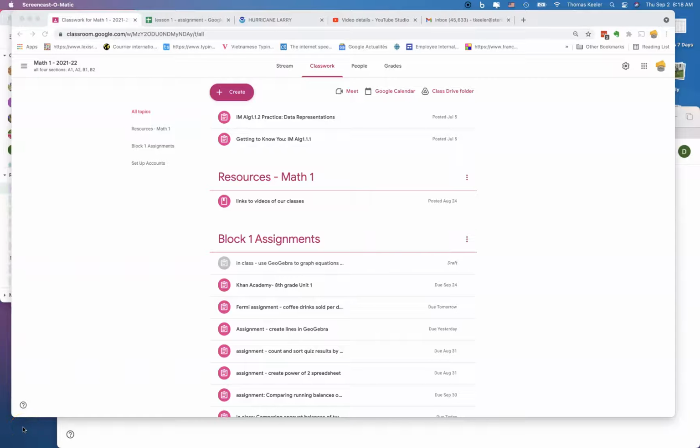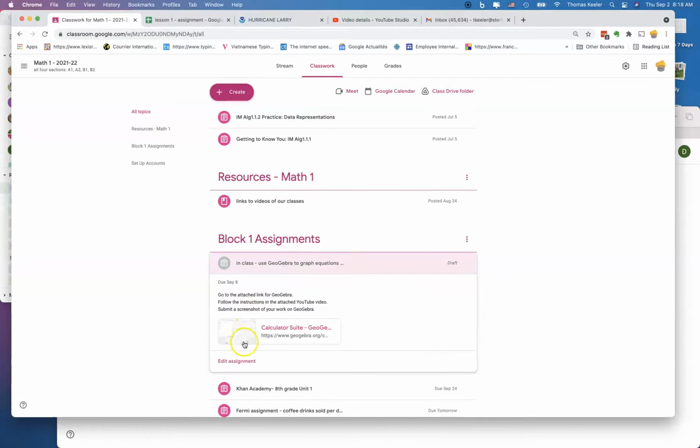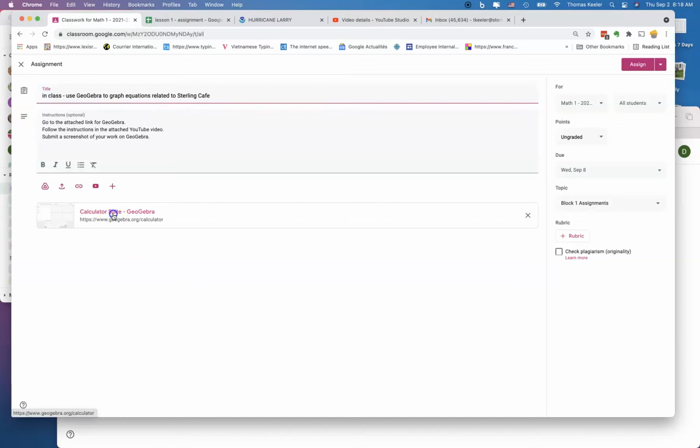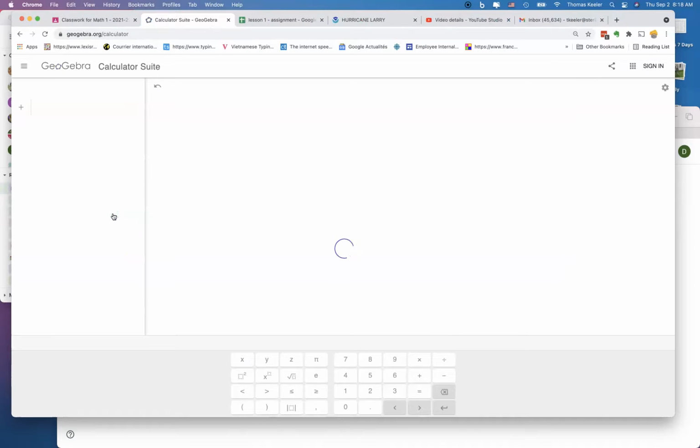Okay, so for this assignment, we're going to make the jump from what we did in the spreadsheet to writing an equation. As we write this equation, we're going to see the connection between the work we did in the spreadsheet and an equation. And the idea is that for this in-class assignment, we're going to go to the GeoGebra calculator. So if you look at the assignment, we go to the calculator here.